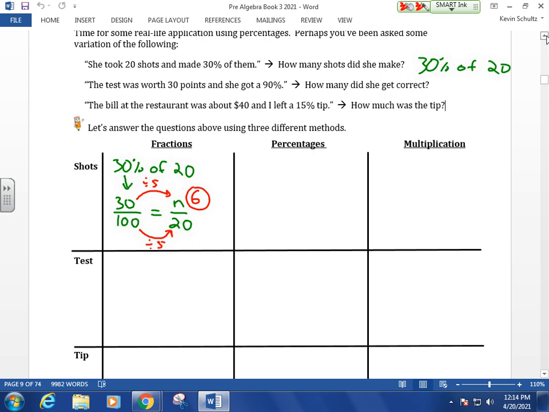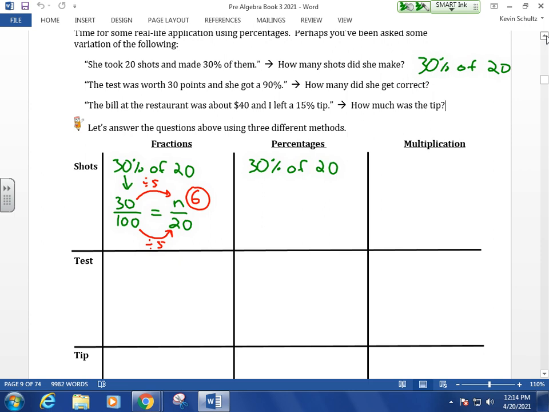Using the percentages method, if we are looking for 30% of 20, we can kind of do this mentally even, because this is the last objective on your test you will not be able to use a calculator for. So if we can do this mentally, that's just a bonus.